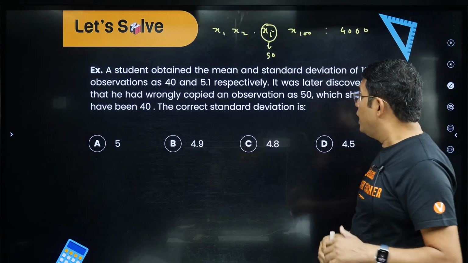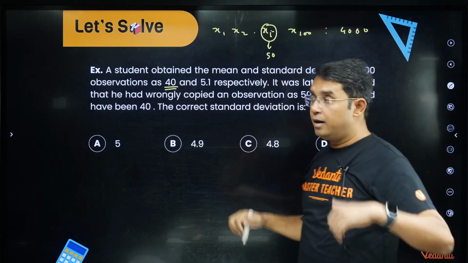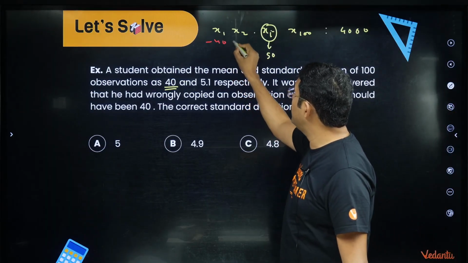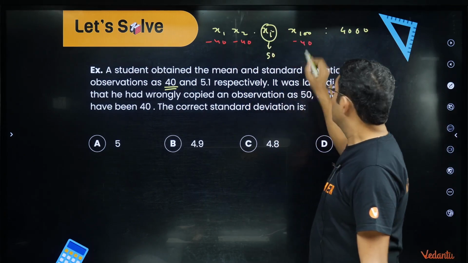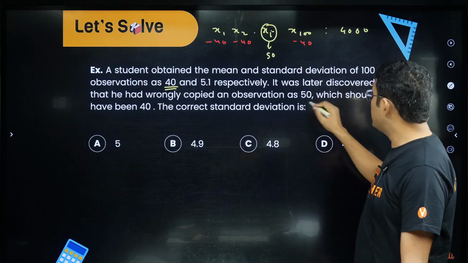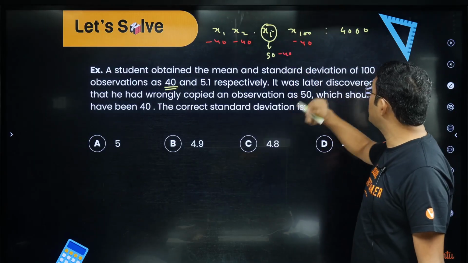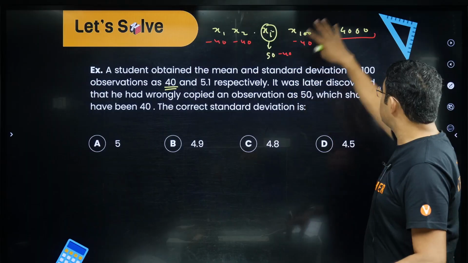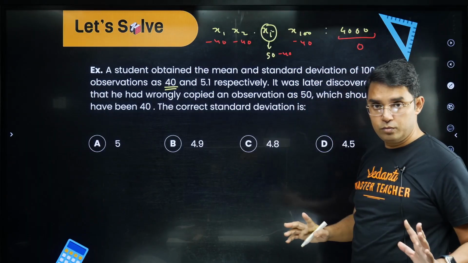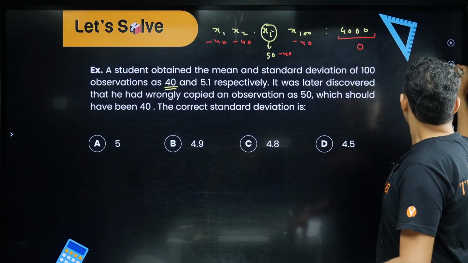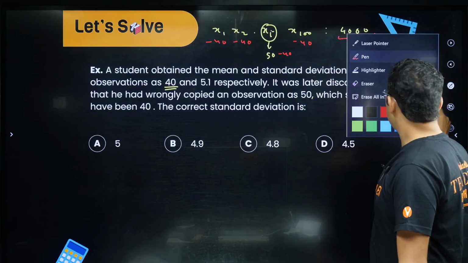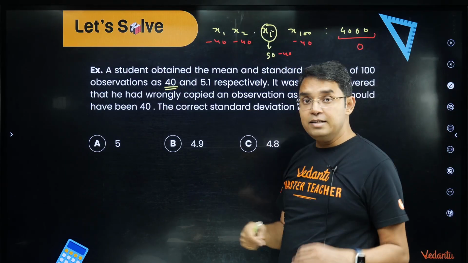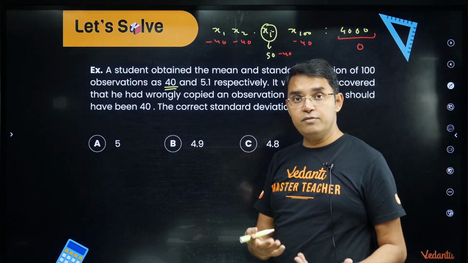Now I will subtract the entire data by 40, 40 and so on, 40. If you do this, whatever the wrong data was will also be subtracted by 40. So the entire data, if subtracted by 40, the new mean will become 0. The sum of the entire data will now become 0. With this new data, the variance will still remain the same, and the standard deviation will still remain the same.